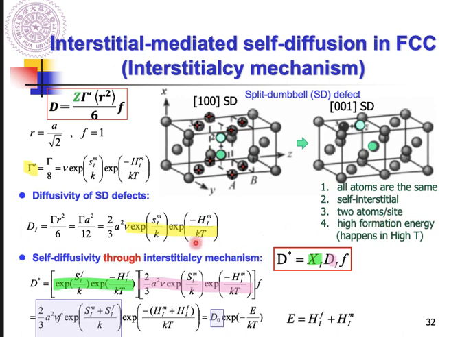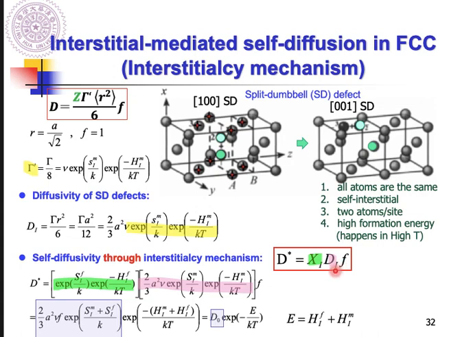Okay, so how do we get the self-diffusivity through this interstitialcy mechanism? First of all, it's highly related to the fraction of this interstitial defect and the diffusivity of this interstitial defect, times the correlation factor f. If you have more of this interstitial defect, the diffusivity will increase, right? Or if DI increases, then you get a higher D star. Based on this, you also know that the self-diffusivity of the host atom is much smaller than the diffusivity of this defect.